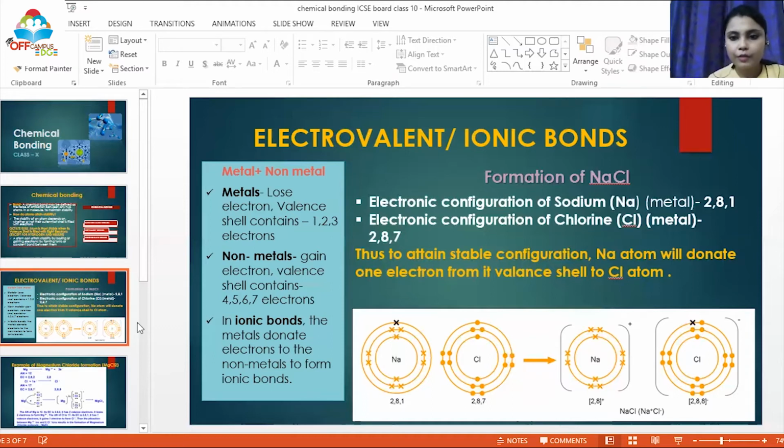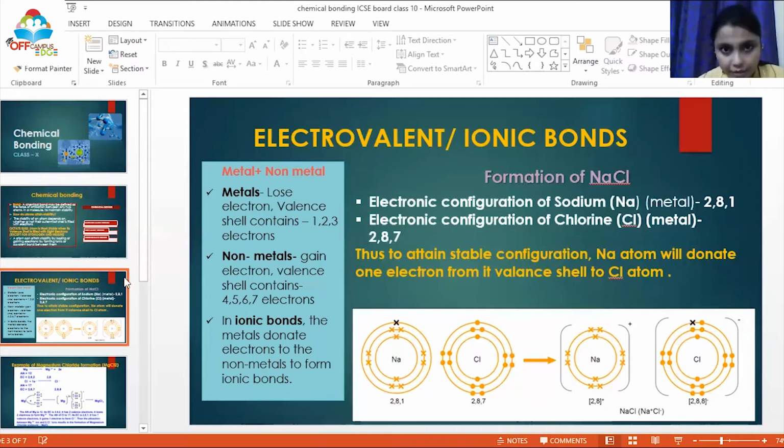So here we will be looking at this electrovalent bond using the example of NaCl, the formation of NaCl. The electronic configuration of sodium is 2, 8, 1. It's a metal, and the electronic configuration of chlorine is 2, 8, 7. So it's a non-metal. And so what will happen?